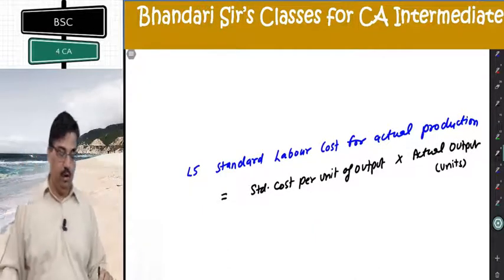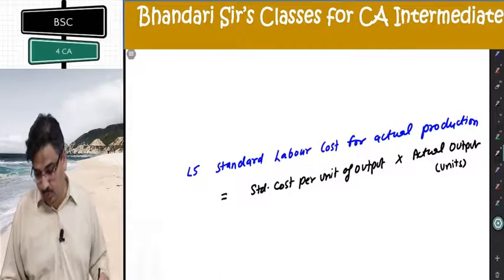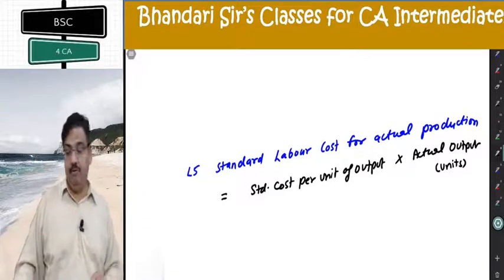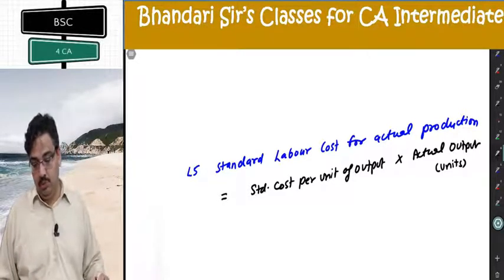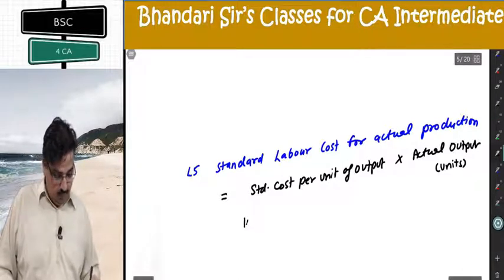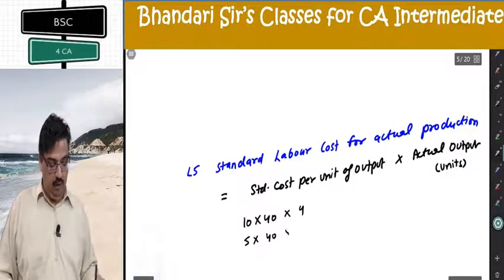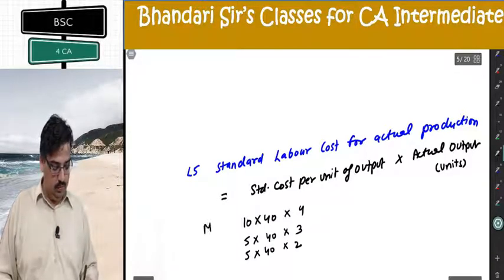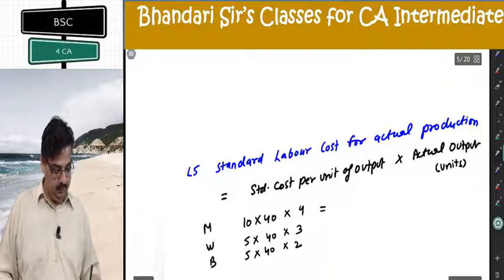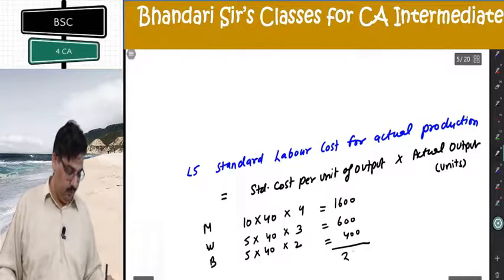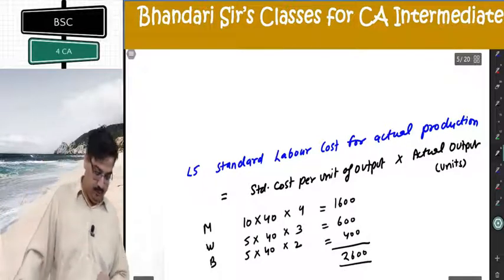Standard cost for actual production. Now what should I do? I should calculate standard cost for one mix divided by output expected from there multiplied by actual output produced. This is 10 into 40. Here 40 comes into picture. 5 into 40 into 3, 5 into 40 into 2. This is men, women, boys. This is 1600, 600, 400, 2600.